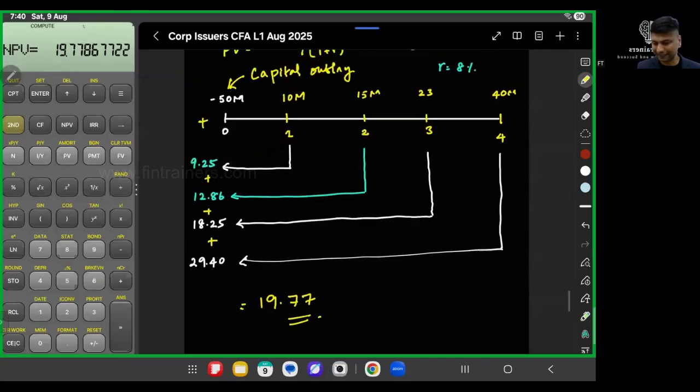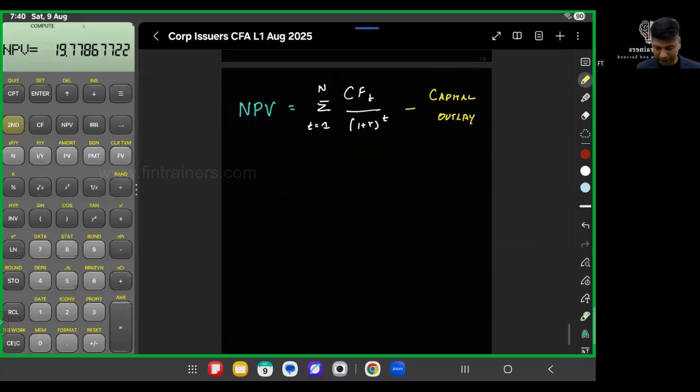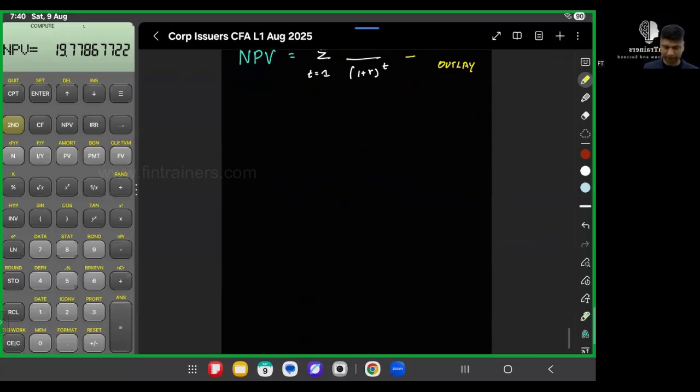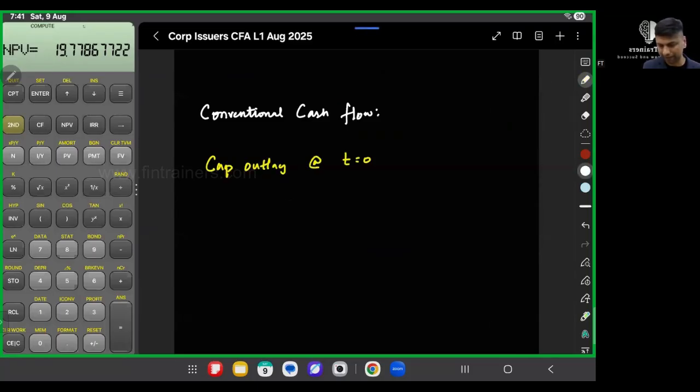So the project I gave you is like this, where I have one negative initial investment, the capital outlay, a negative cash flow. And then I have positive cash flows, which is called a conventional cash flow. So you have this capital outlay, which is a negative cash flow at T equals 0. Then after this, you have positive cash flows. So this is a conventional cash flow, but not all projects are like that.